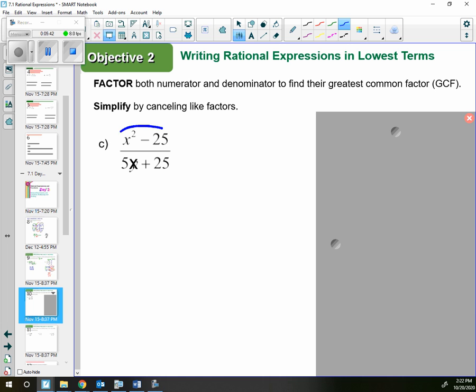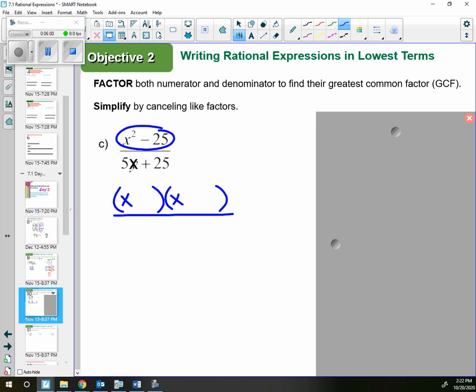So let's take a look at the numerator, x squared minus 25. That's called a difference of squares. Go ahead and pause the video, see if you can factor just the top. So see if you remember how to factor numbers where there's no middle term. So they multiply to negative 25, add to 0.